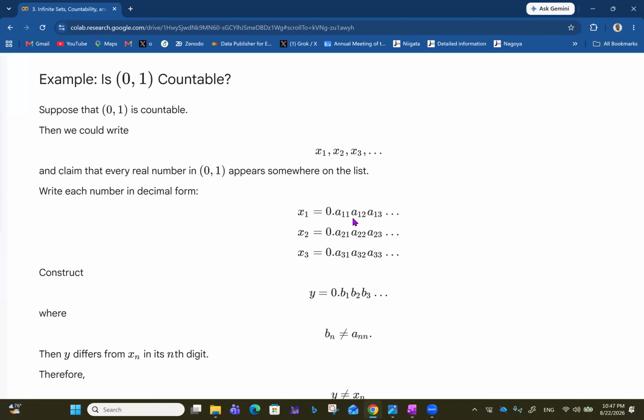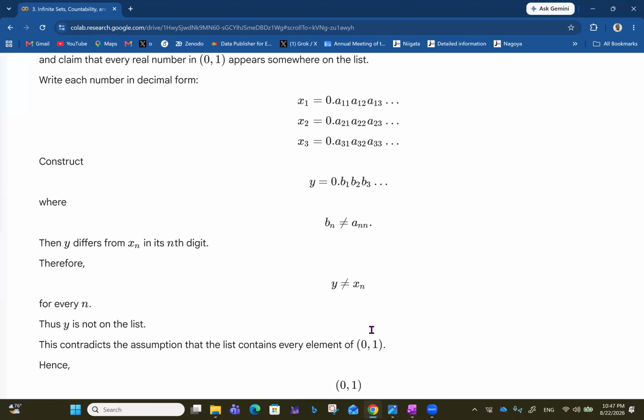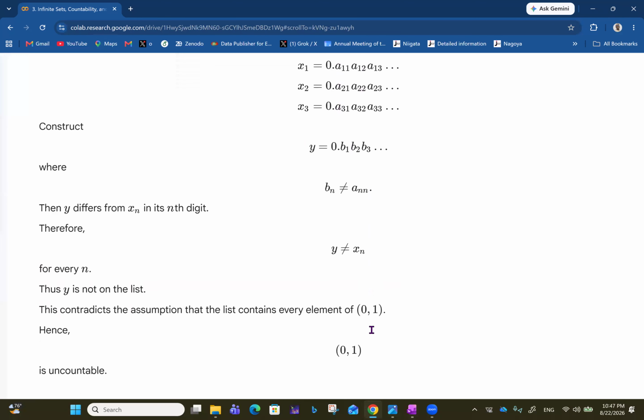So x1 is 0.a11 a12 a13, up to x3, which is 0.a31 a32, and so on. Then we construct another number y, which is 0.b1 b2 b3, where bn is not equal to a_nn. Then in that case, we can say that y differs from xn in its nth digit. Therefore, y is not equal to xn for every n. Thus, y is not on that list already. So this contradicts the assumption that the list contains every element of (0, 1). Hence, (0, 1) is uncountable because we still have some elements missing.